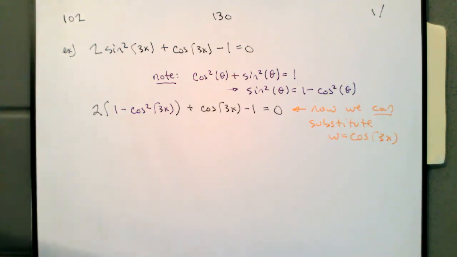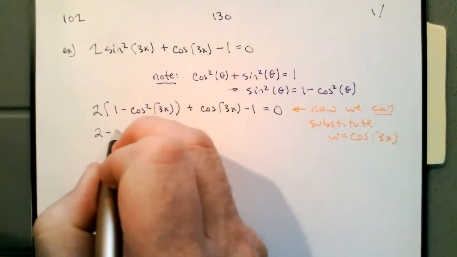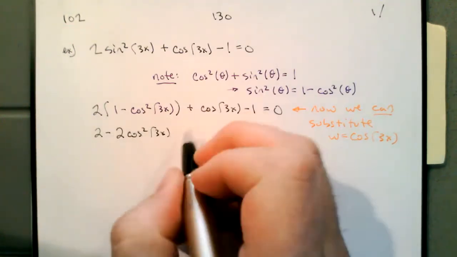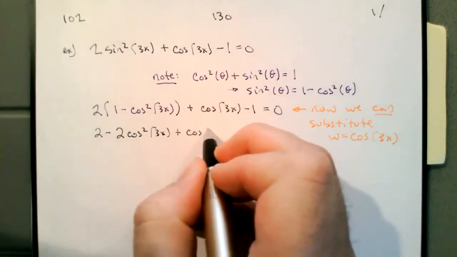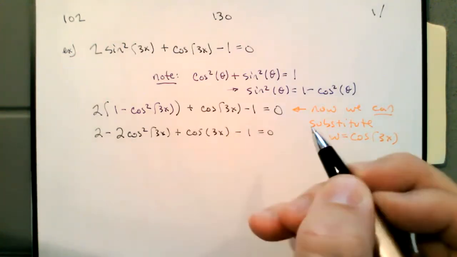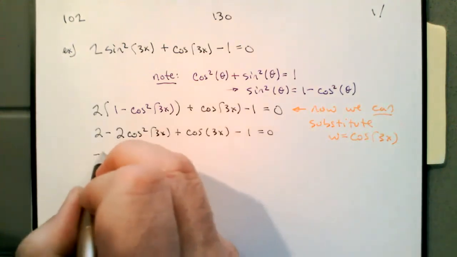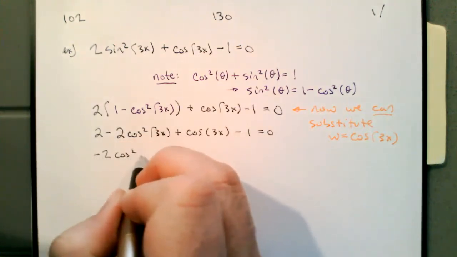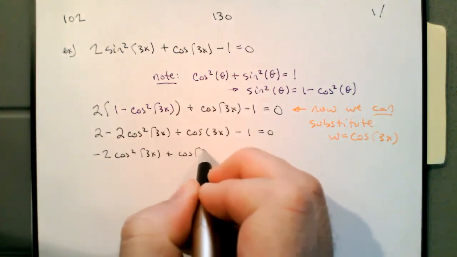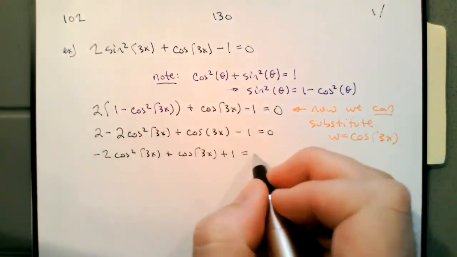But in this case, I'm going to use the distributive property and come up with 2 minus 2 cosine squared of 3x plus a cosine of 3x minus 1 equals 0. And so I'm going to have minus 2 cosine squared 3x plus cosine of 3x. And then 2 minus 1 is plus 1 equals 0.